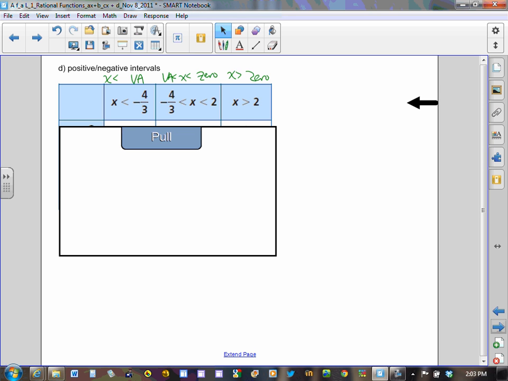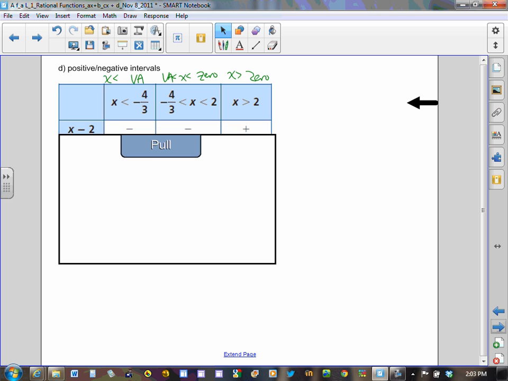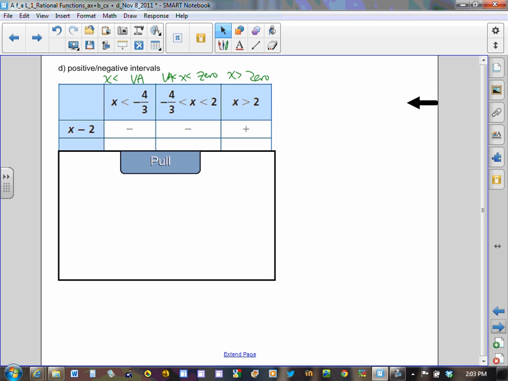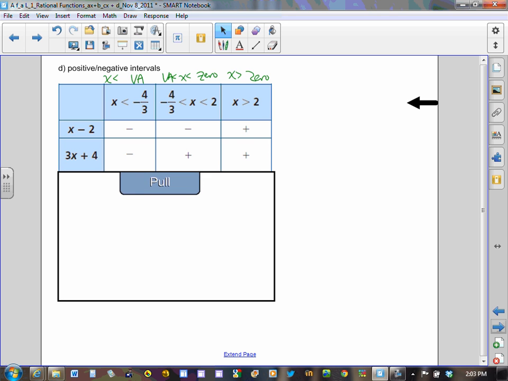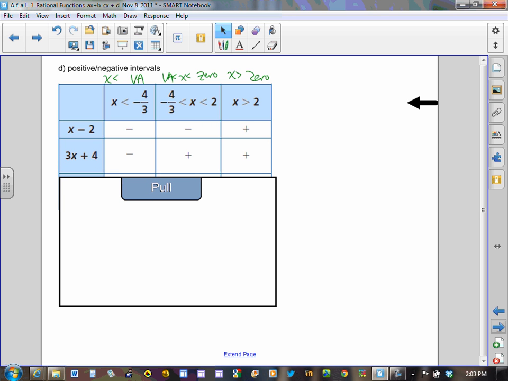It's very much similar to the types of tables that we were constructing in our unit involving polynomial functions. So what we'll do is take the numerator and the denominator. We will choose a value in each interval. For instance, if we were to choose a value smaller than -4/3, let's take -2, for example. If we use -2, we can see how these values will be negative.